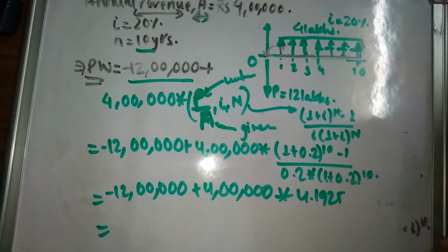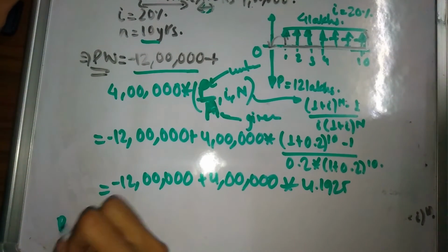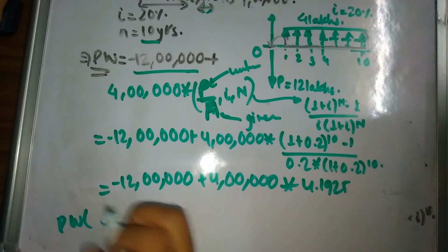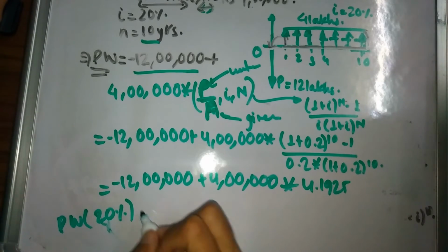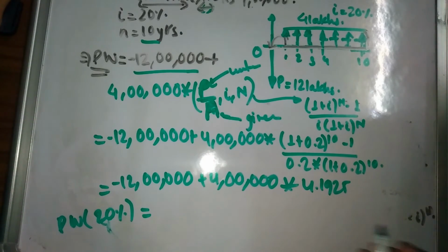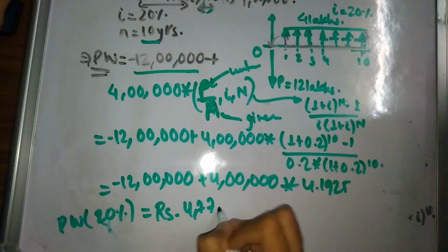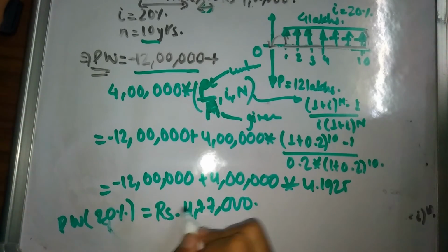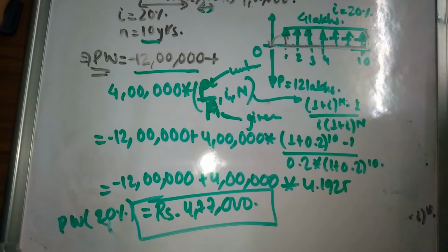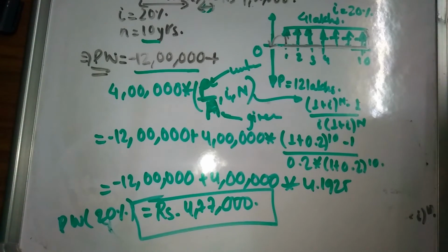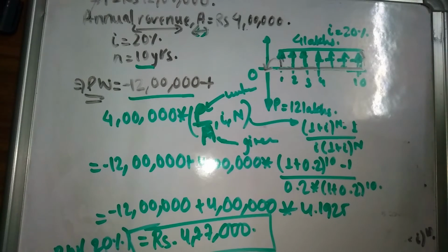So let me write down directly. I am going to get my present worth at 20% interest rate for this revenue dominated cash flow diagram as Rs 47,700. So as you can see here, in this way we can find your present worth for your revenue dominated cash flow diagram. So now let's move on to our next example of cost dominated cash flow diagram.